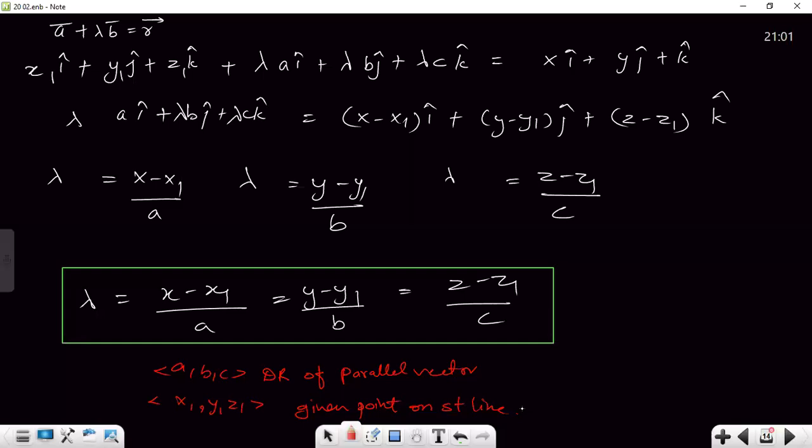What's important to understand is what is what. X, Y, Z are the general point, any point on the straight line. X1, Y1, Z1 are the given point on the straight line. And A, B, C are the direction ratios of the line or of the vector that is parallel. Basically, A, B, C are giving us the direction of the line. Instead of A, B, C, we can also write the direction cosines of the line, or the direction ratios of the line, or the direction ratios of the parallel vector to the line. We only care about the direction here. X1, Y1, Z1 is the exact point on the straight line.